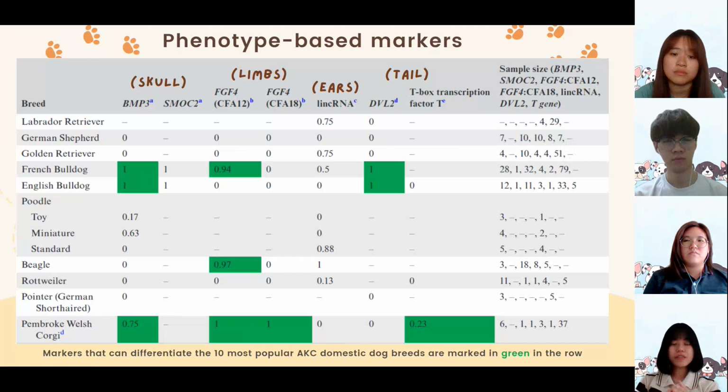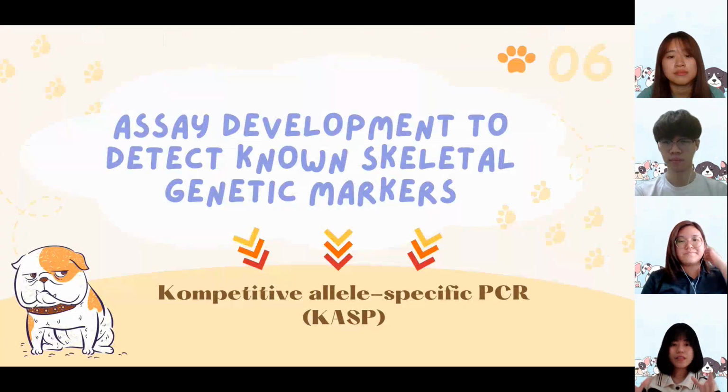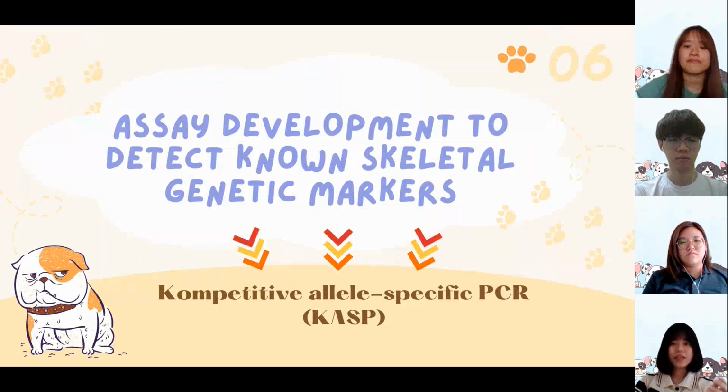If we look at the phenotype-based markers, they tested the markers of skull shape, leg size, tail shape, and tail morphology to group the dog breeds. So they grouped them based on the significant difference in each marker and allowed phenotype prediction. Since we have the markers already, we can now look at the assay development to detect non-skeletal genetic markers, which is competitive allele-specific PCR, KASP.